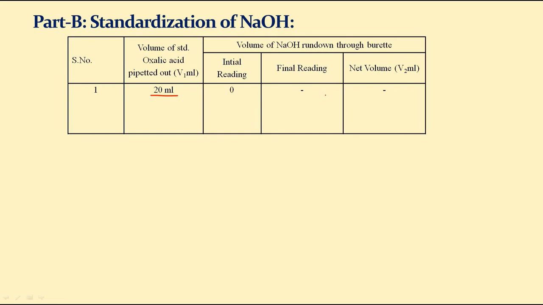Here we repeat the titration until we get two concurrent values. That value we take as V2 ml.